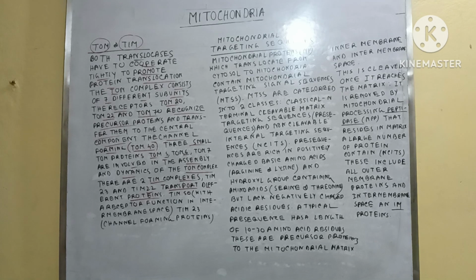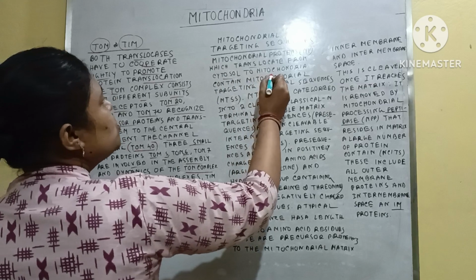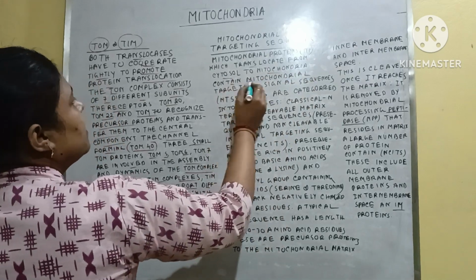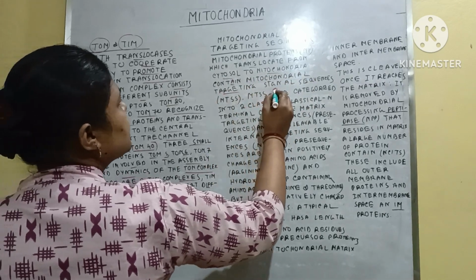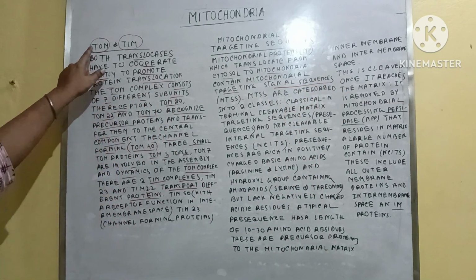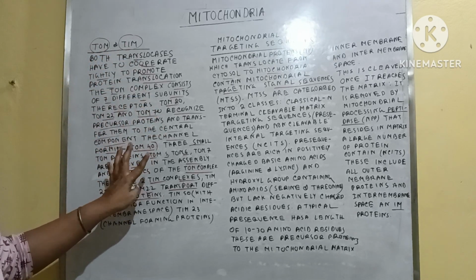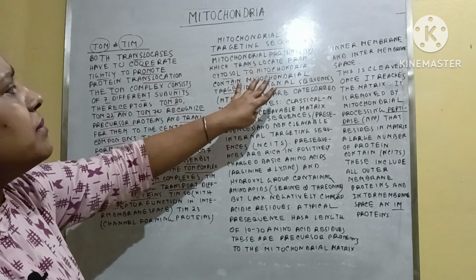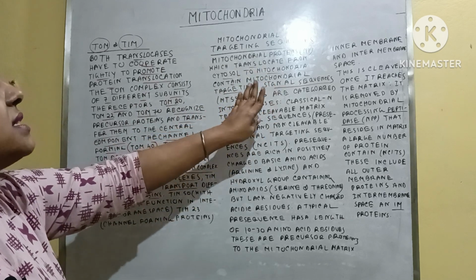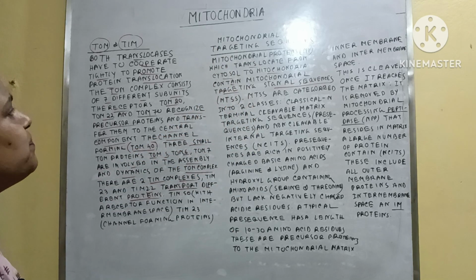There are some mitochondrial targeting sequences present. The mitochondrial proteins that translocate from the cytosol to the mitochondria contain mitochondrial targeting signal sequences. So proteins are not transported only with the help of the TOM or TIM subunits. Some signal sequences are also responsible for that function.